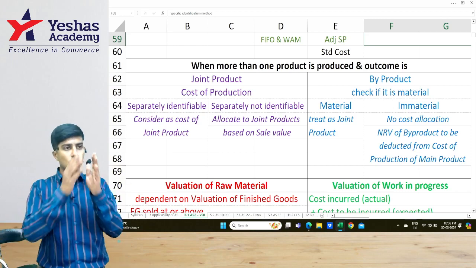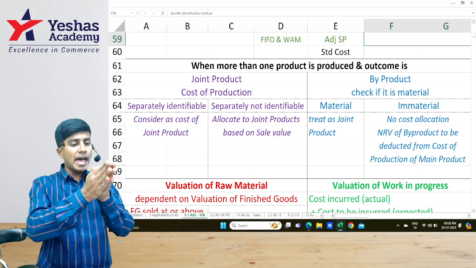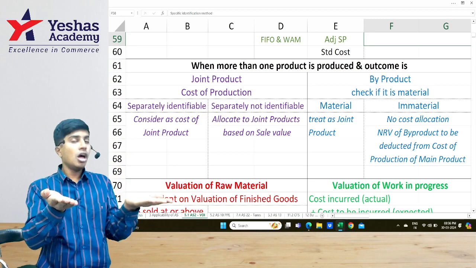Whenever it is a joint product, the cost that you incur in the entire production process has to be allocated to both the joint products. How do we do it?